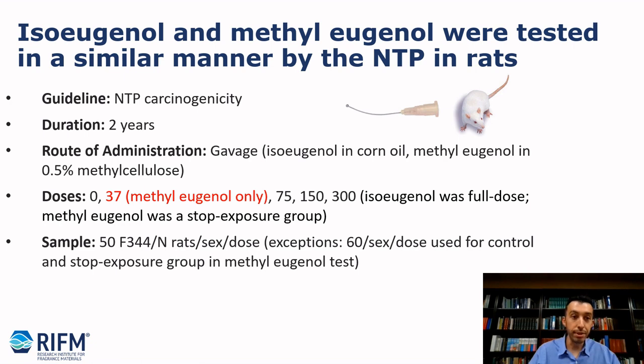The lowest treatment dose of 37 milligrams per kilogram per day was only tested for methyleugenol. The highest treatment dose of 300 milligrams per kilogram per day was tested for both materials, but it was only administered normally for isoeugenol, whereas in methyleugenol, it was used as a stop exposure group. Finally, the control and stop exposure group in the methyleugenol study included 10 extra rats each.